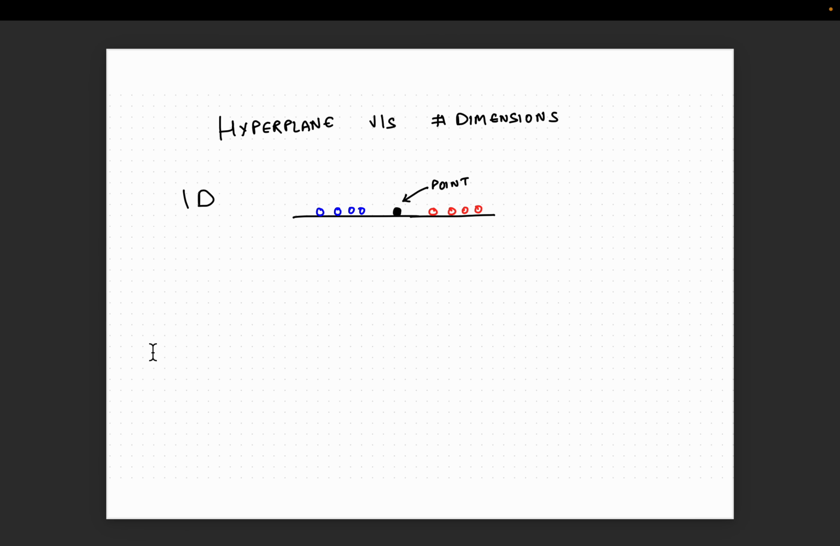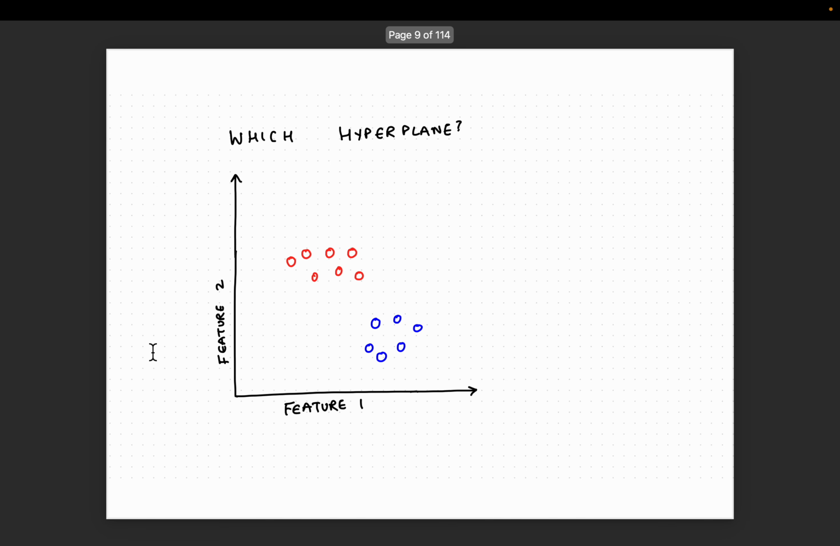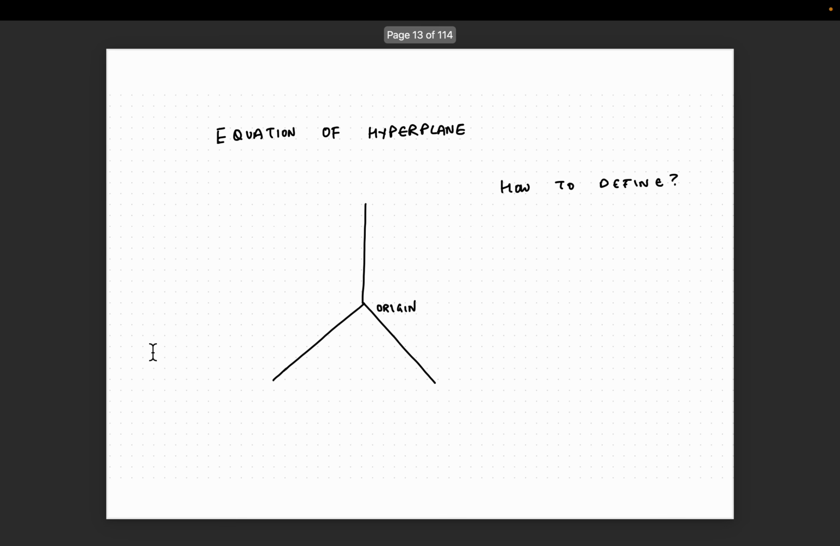We discussed the notion of separating hyperplane with respect to the different dimensions. For points in 1D, we can have a point as a hyperplane. When the points are in 2D, we can have a separating hyperplane as a line, and a hyperplane in higher order dimensions, in high dimensions. So we looked at this question as to which hyperplane should we choose among these three, and we concluded the third one is the best because it maximizes the margin.